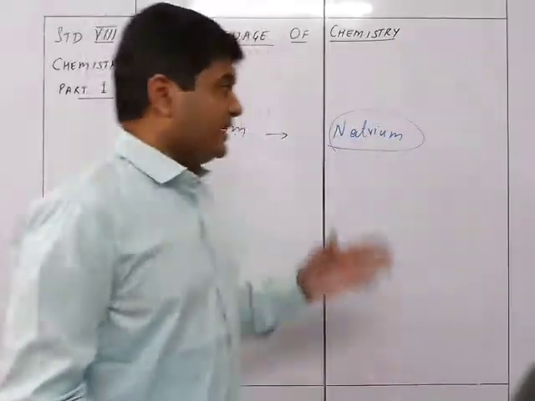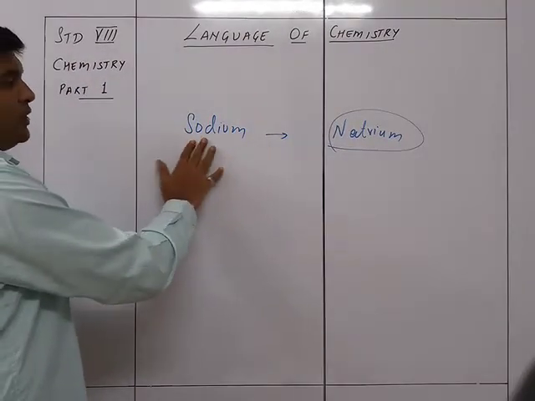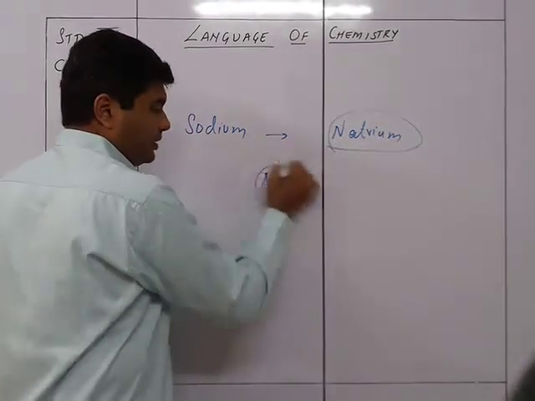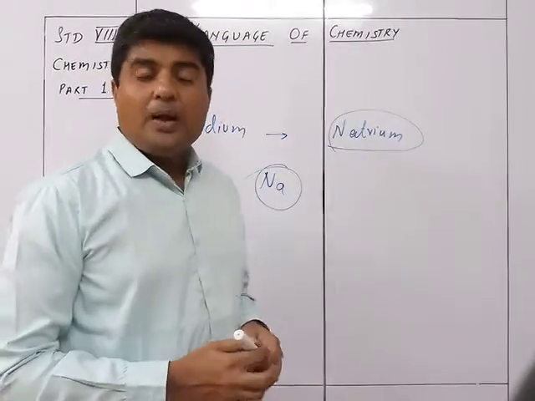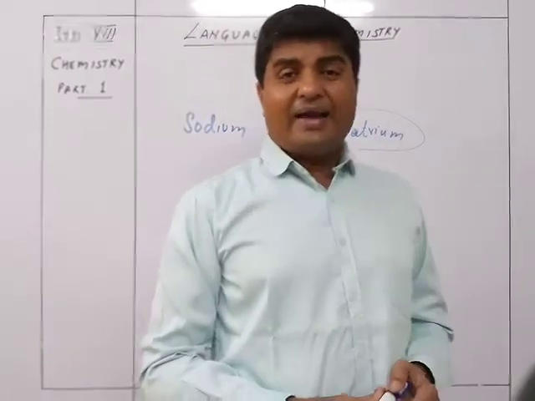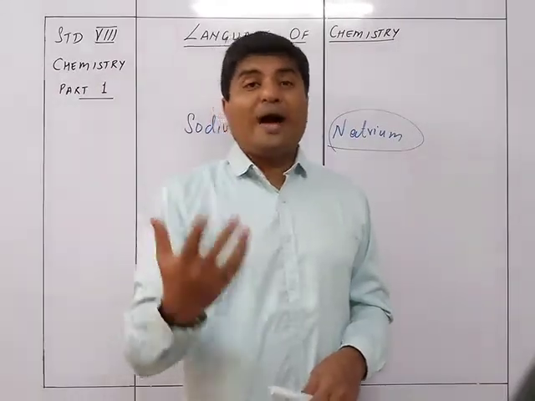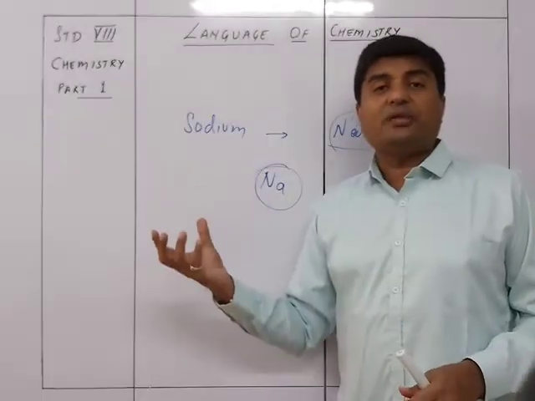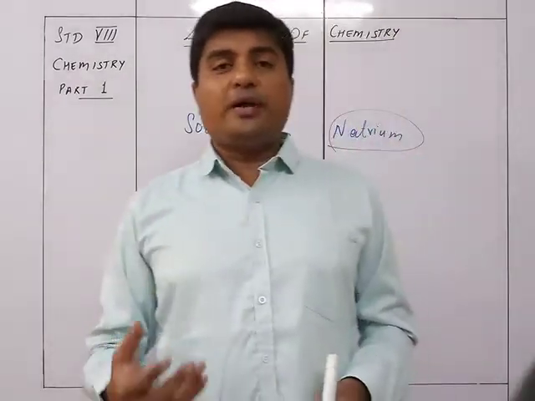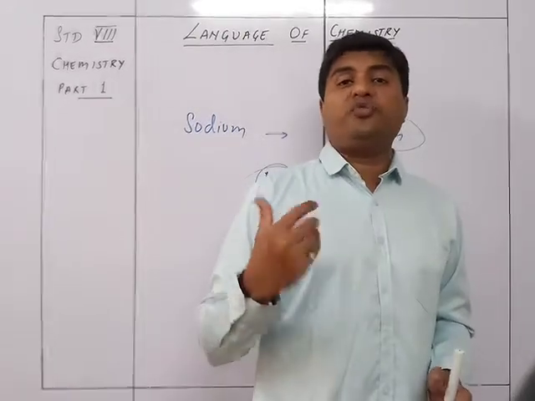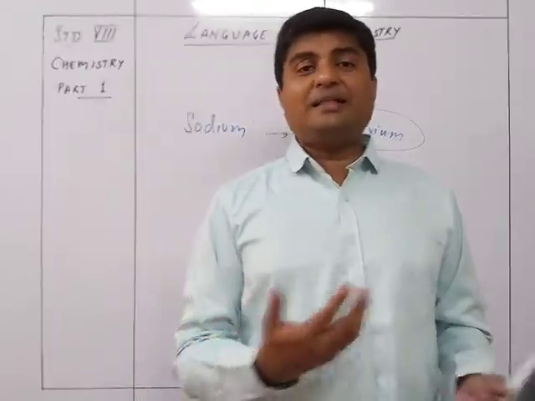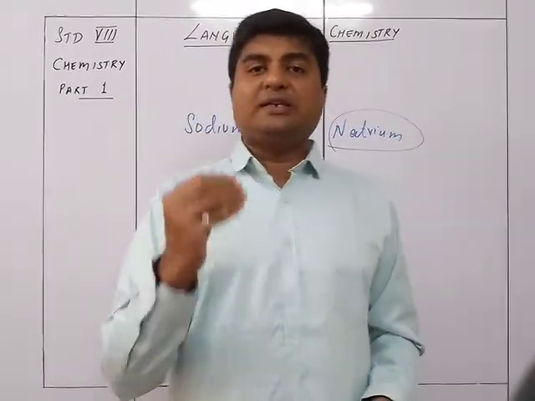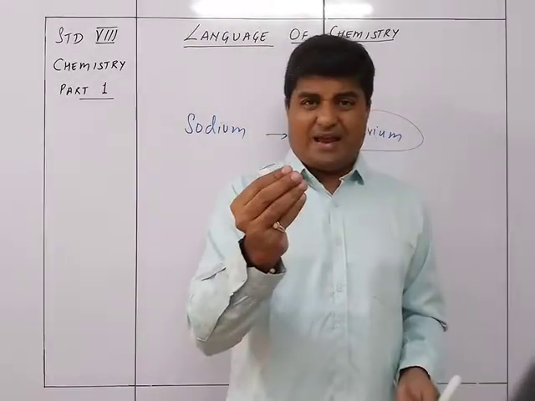A simple example: sodium starts with S and O, but the symbol of sodium is Na. Na is sodium, right? The symbol of potassium is K. Why? It is because it's kalium. Now why is it so? When they tried to find out, they found that substances like sodium and potassium were much more famous by their Greek names than the English names, and that is why the symbols were made accordingly.